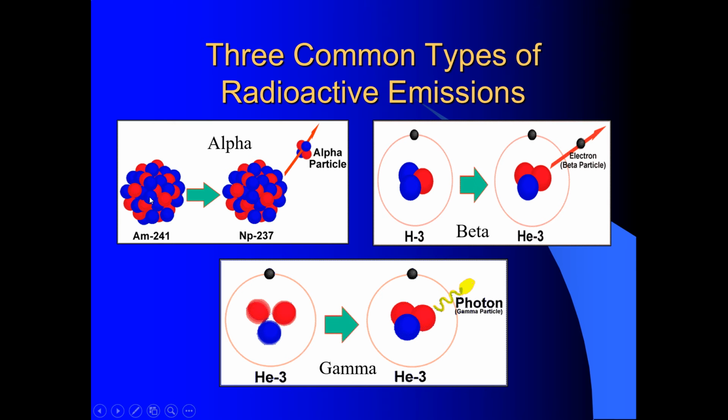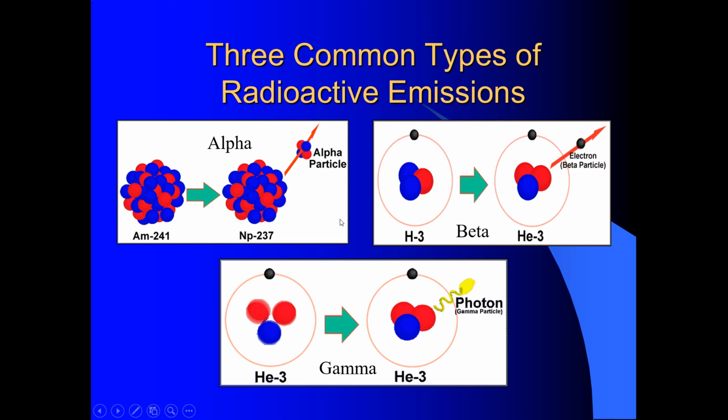For example, we have a parent nucleus, americium with atomic mass 241. When the americium undergoes alpha decay, it is converted into neptunium with the atomic mass 237. So an alpha particle of mass 4 u is being emitted.